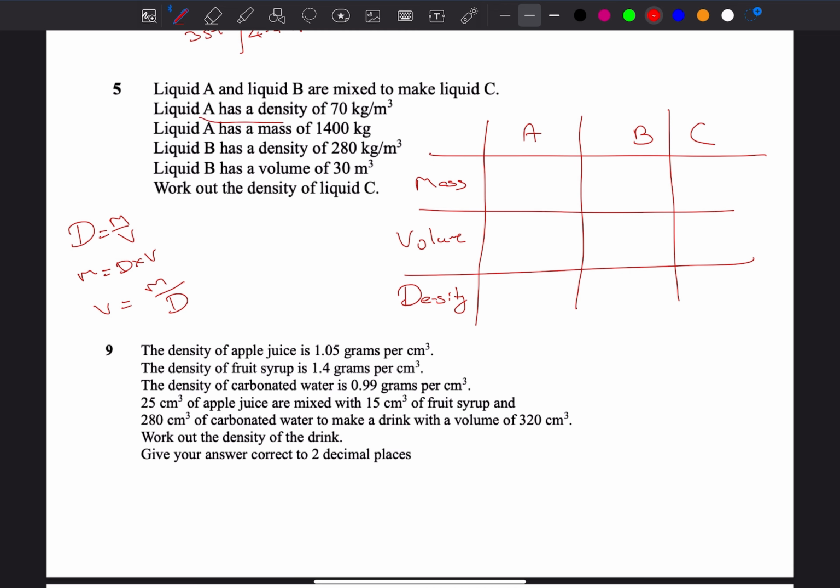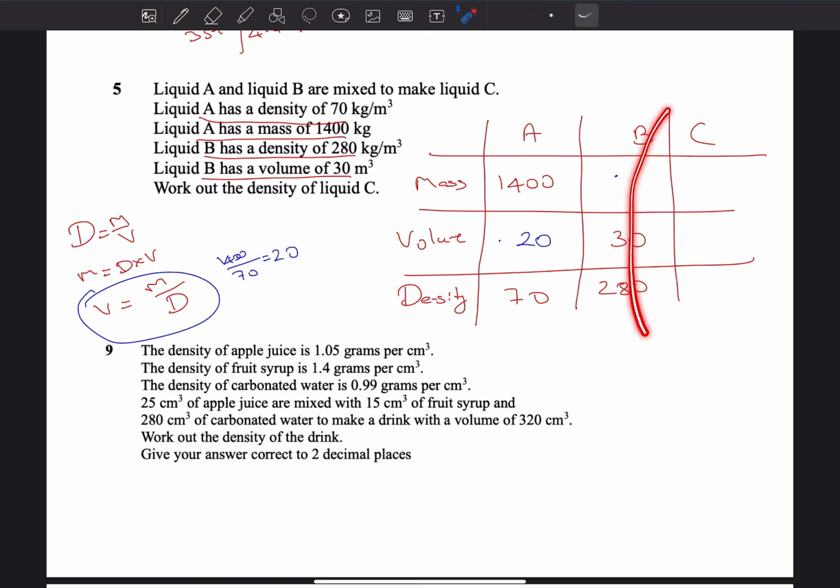So A has a density of 70. A has a mass of 1400. B has a density of 280. B has a volume of 30. So you work column wise now. So do the columns first. So you want the volume here. So what's the volume formula? Volume is mass over density, 1400 over 70, which is 20.